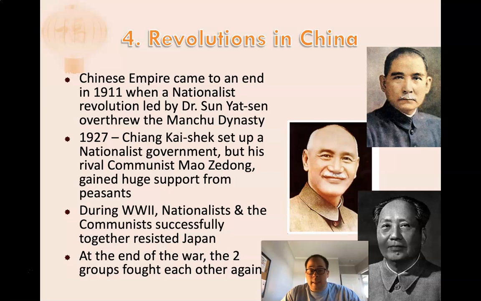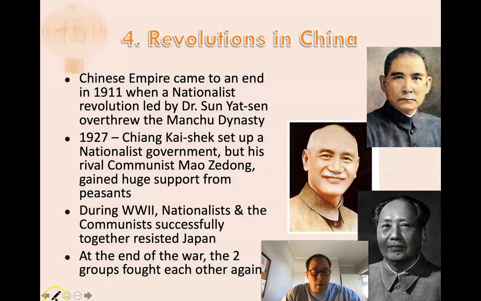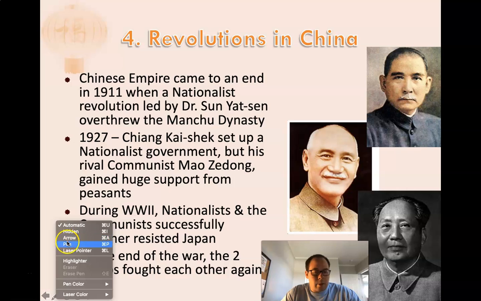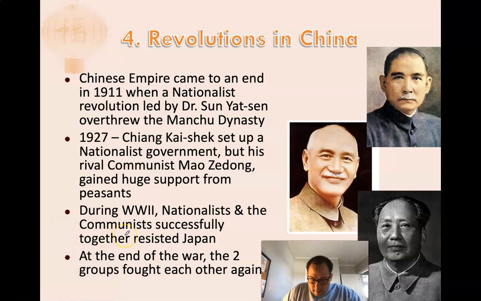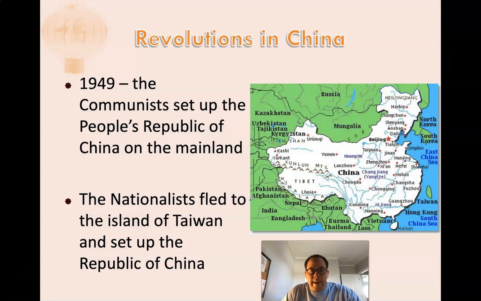During World War II, the nationalists and the communists successfully resisted Japan together. While that battle was going on, they literally stopped what they were doing, fought Japan, and then went back to war after they defeated Japan. In 1949, the communists set up the People's Republic of China on the mainland, and the nationalists fled to the island of Taiwan and set up the Republic of China.